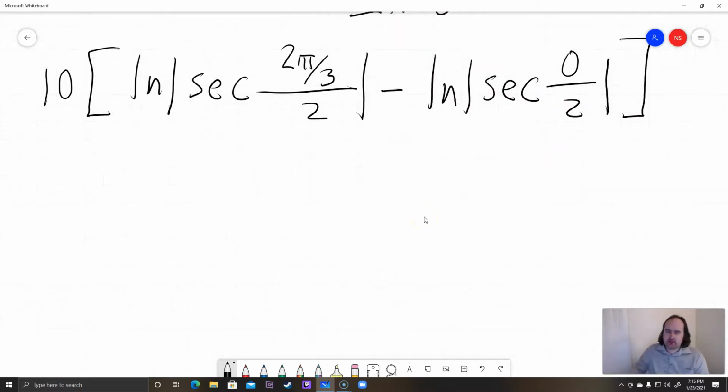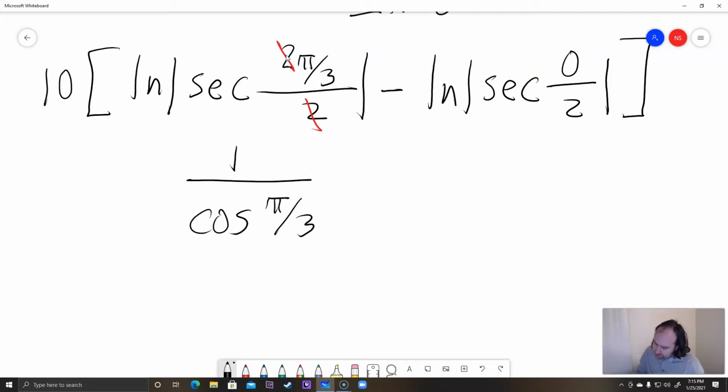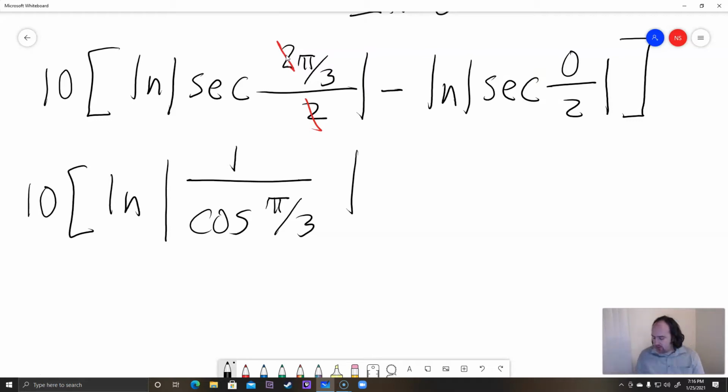So to simplify this, remember if you have the same number on the top and the bottom here, these 2's are going to cancel out. So we're actually just going to have secant of pi over 3. Now remember that secant is the same as 1 over cosine. So if you want to type it into a calculator, you can rewrite this as 1 over cosine of pi over 3. Okay, so we have 10 times bracket, natural log, absolute value of 1 over cosine of pi over 3.